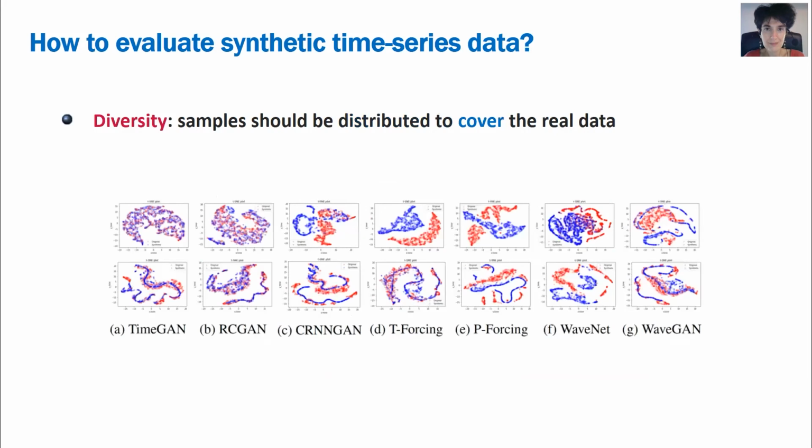Then the second desideratum was related to diversity, and the focus was to understand how the samples should be distributed to cover the real data. And you see here a visualization of this. And for this, we apply t-SNE and PCA. And we analyze both the original and the synthetic data sets, flattening the temporal dimension. And this visualizes really how closely the distributions of the generated samples resemble that of the original in the two-dimensional space. And this is shown in here.